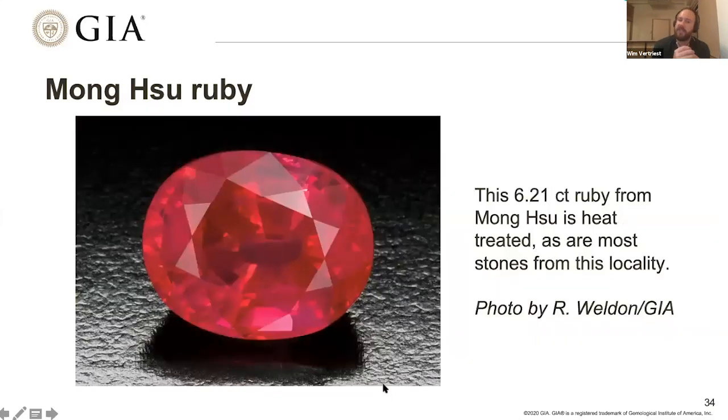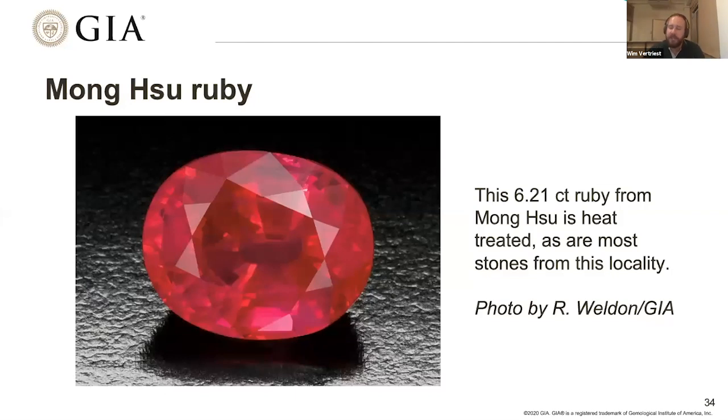So of course, for Mongshu ruby, this is an incredible example. It's huge, it's clean. The cut isn't 100% perfect, but it is still an incredible gem, 6.21 carat from Mongshu. But you can see here that it is heat treated, as are most stones from this locality. These stones do not come out of the ground like this. They often require a lot of help to reach their full potential.